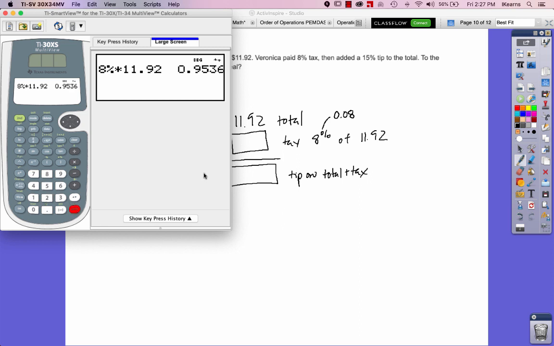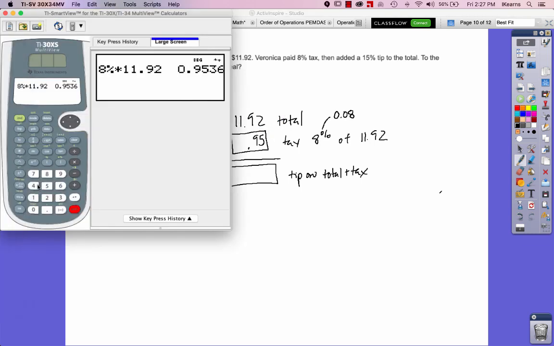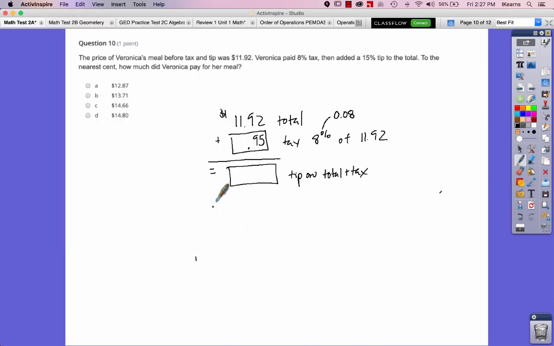Which is 95 cents, and you should round down to 95 cents because the 3 would modify when you're rounding, and it's less than 5, so it's going to be 95. Alright, so we're going to add 95 cents to this. If you have a calculator, you might as well use it. So you would do $11.92 plus 95 cents, and that equals $12.87.